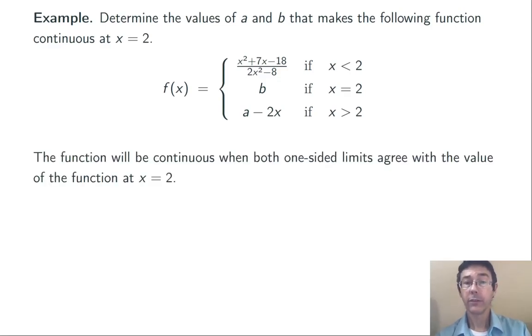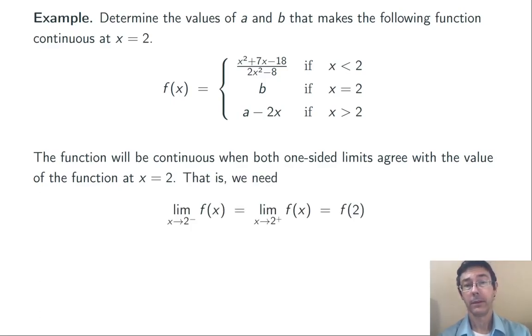So in order for this function to be continuous at x equals 2, we're going to need the value of the function to equal the limit as x goes to 2. And in order for that limit to exist, we need both one-sided limits to exist and to agree. So basically, testing for continuity here amounts to getting both one-sided limits, making sure that they're both equal to the value of the function at x equals 2. Here it is written in symbols.